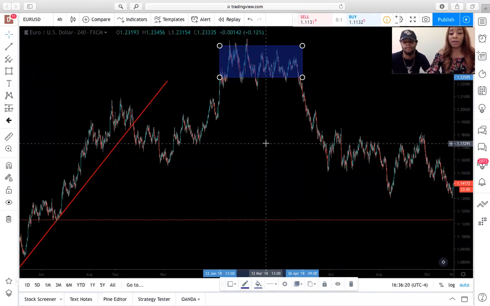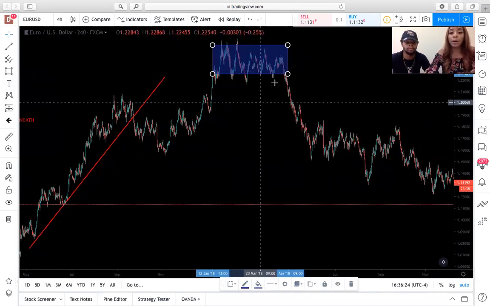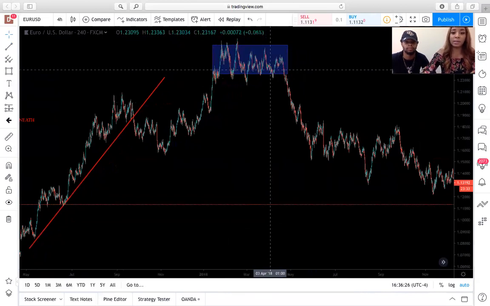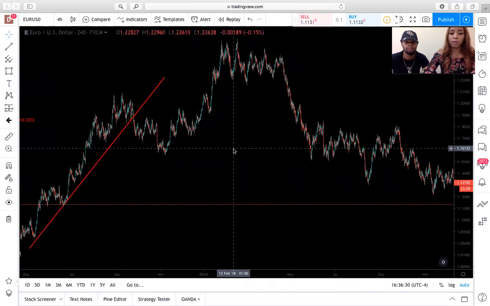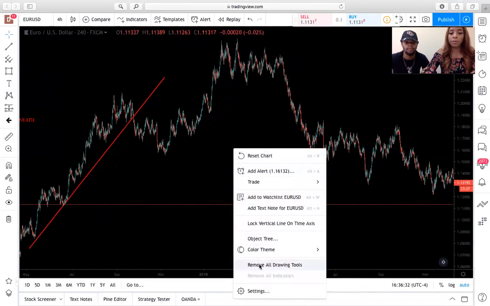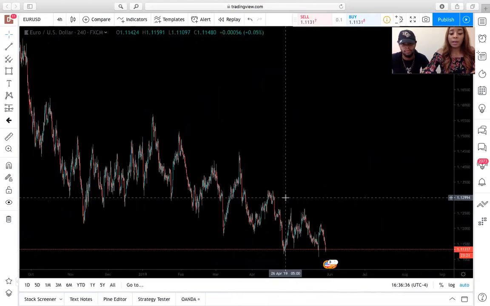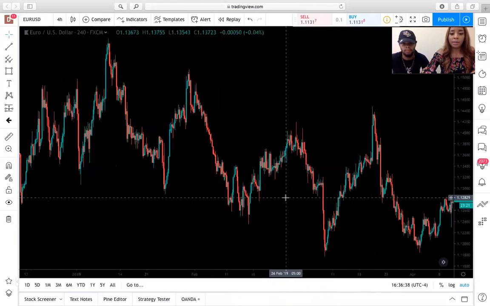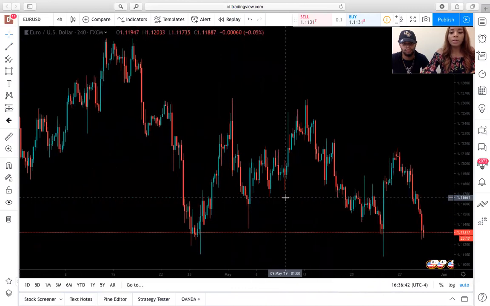So that's it for trends. I hope that was helpful. If you have any questions, feel free to ask us. But now we're going to get into what support and resistance lines are. So let's clear this chart. All right, so I've explained this a little bit in the basics, but we're going to get into it more in depth. So, support and resistance lines.